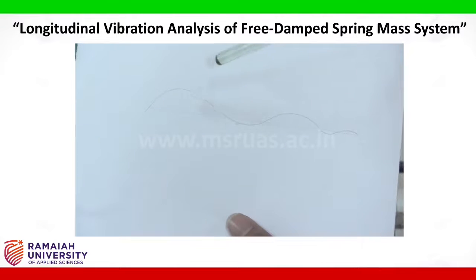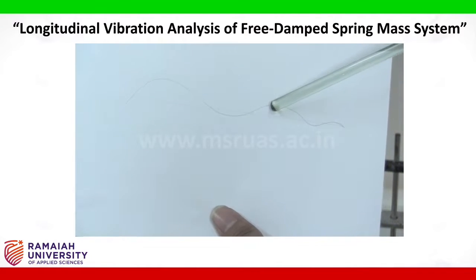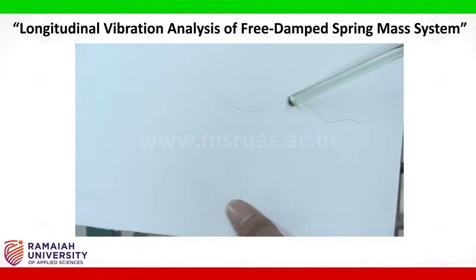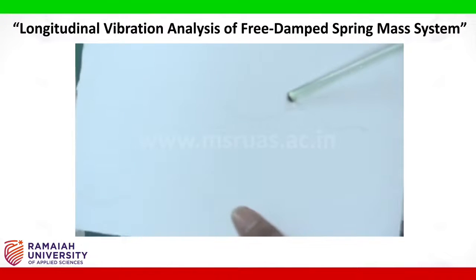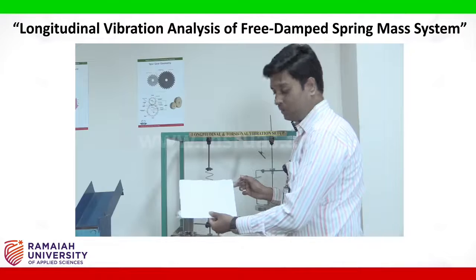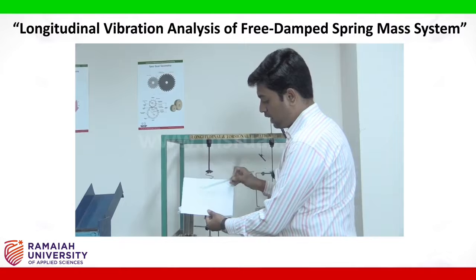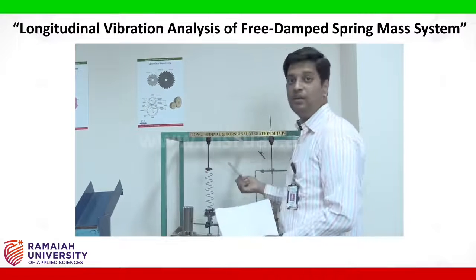If you look at this graph, the amplitude of vibration from one cycle to the next cycle has been reduced. This reduction is called the logarithmic decrement. Once we are able to find the logarithmic decrement, all the other vibration parameters can be calculated using the standard formulas. This completes the experiment, and the obtained results can be used to analyze the effect of damping on spring mass system.